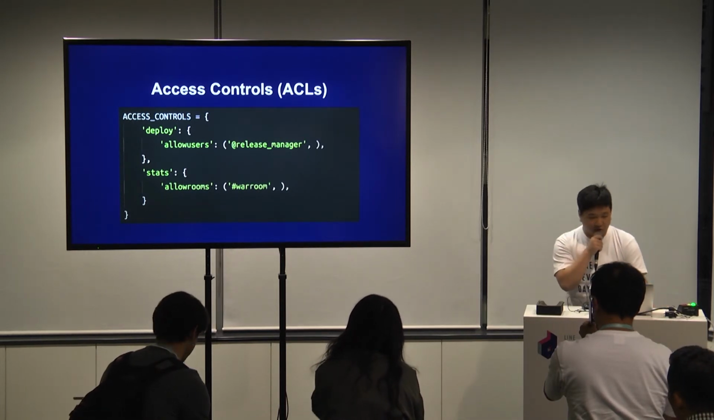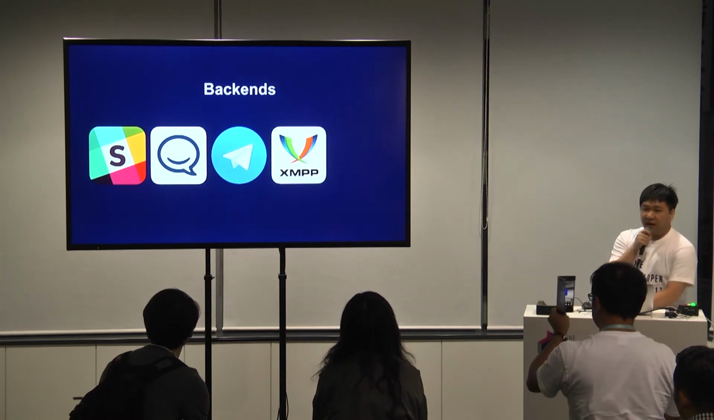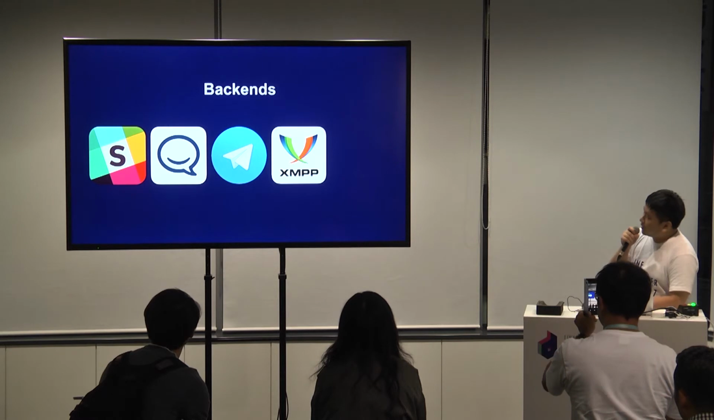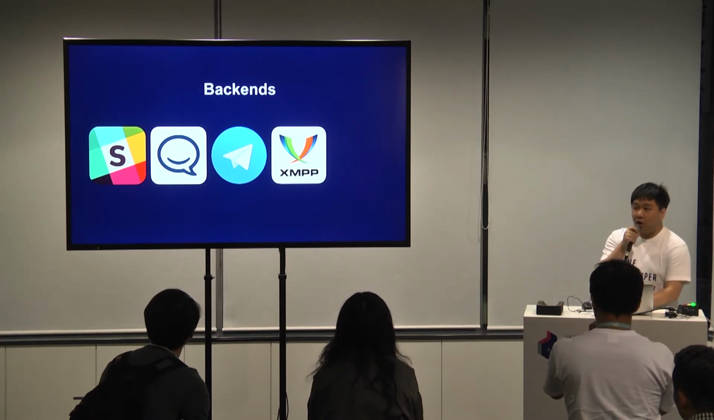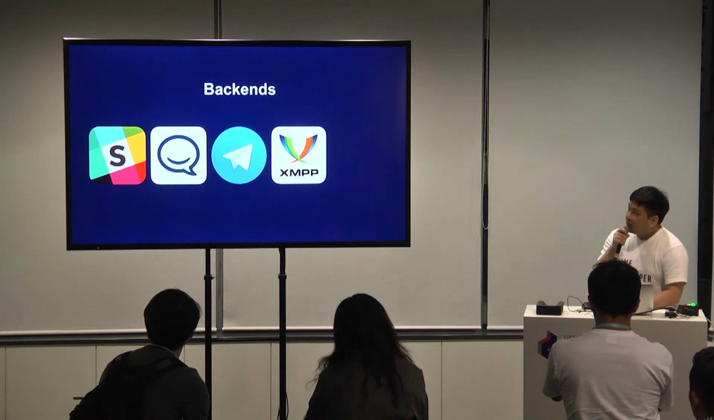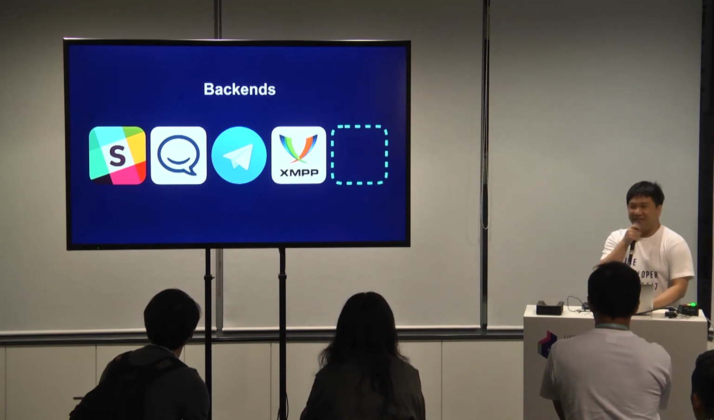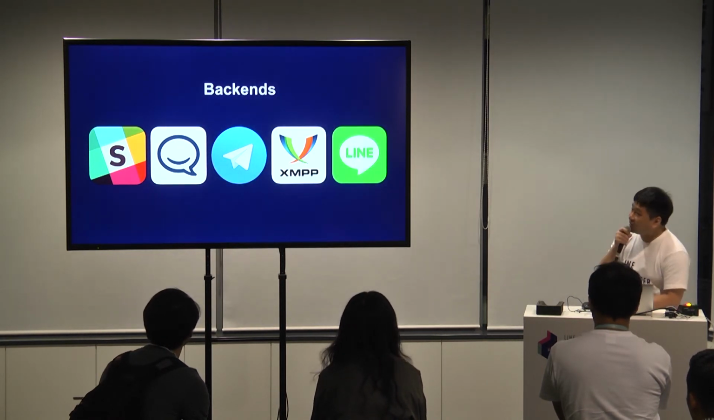Okay, so we're talking about backends. These are some of the popular chat services, like Slack and HipChat, that Errbot already supports by default. But does anybody notice there's a missing one here? Yeah, because we're in Line and we're using Line, so we're going to do a Line backend.